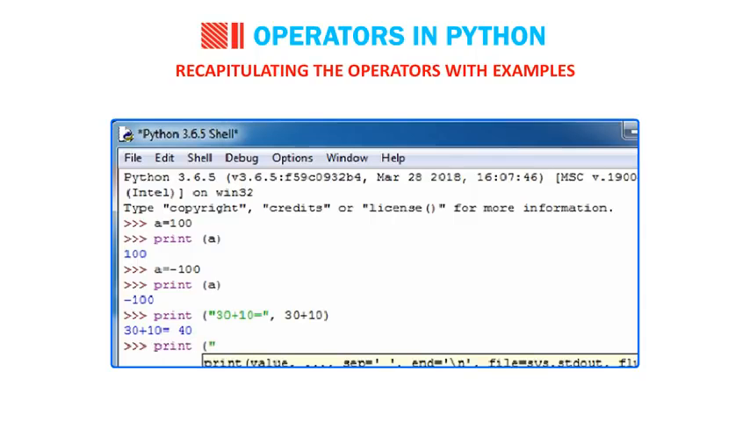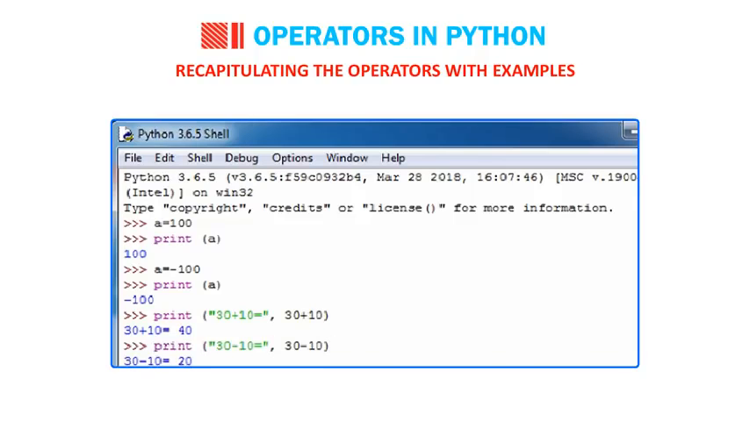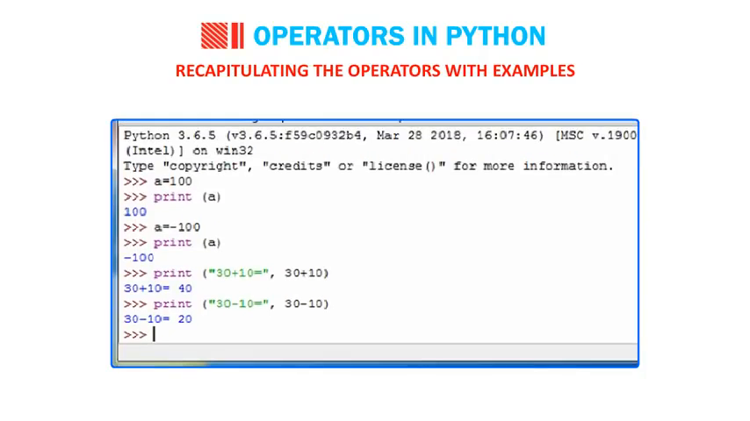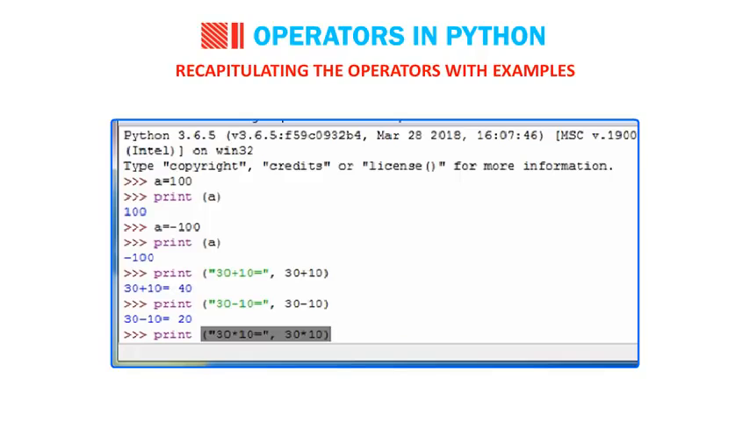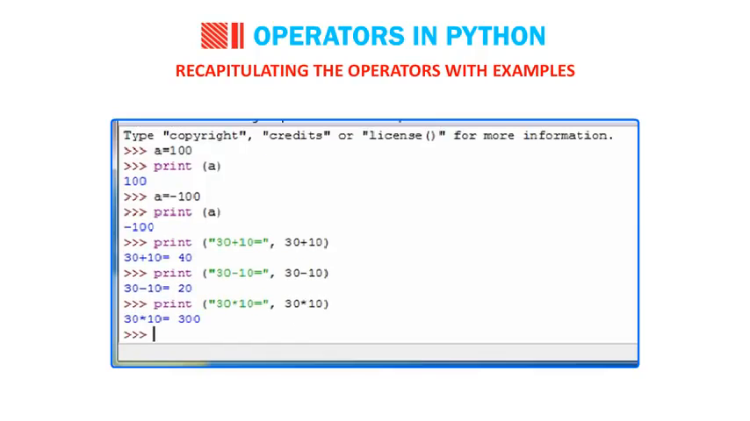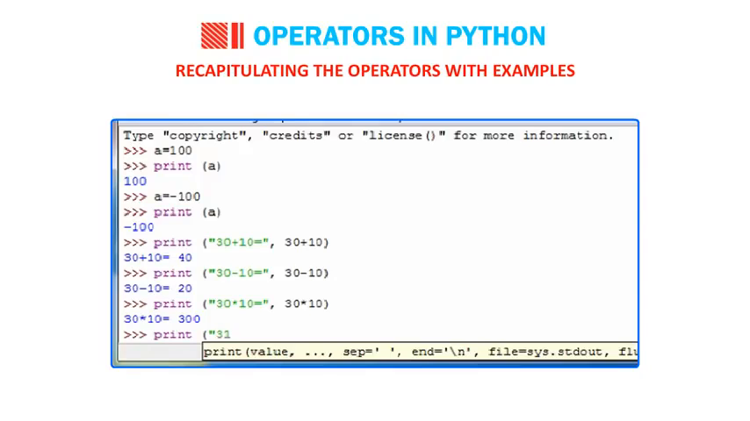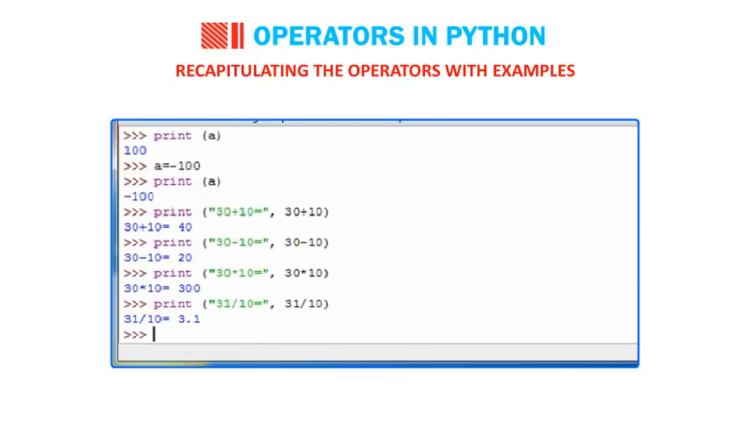print("30 - 10 =", 30 - 10). 30 - 10 equals 20. print("30 * 10 =", 30 * 10). 30 * 10 equals 300. print("31 / 10 =", 31 / 10). 31 divided by 10 is equal to 3.1.